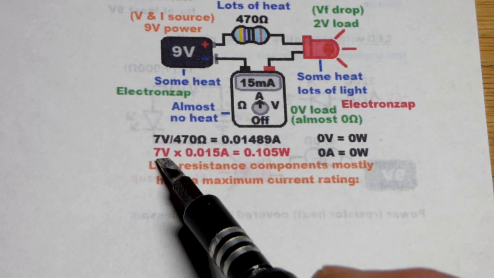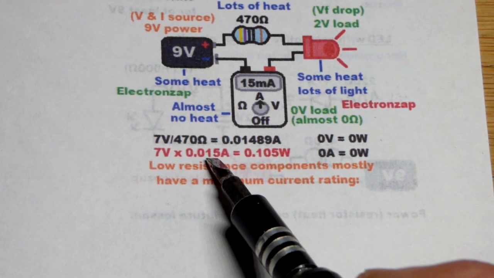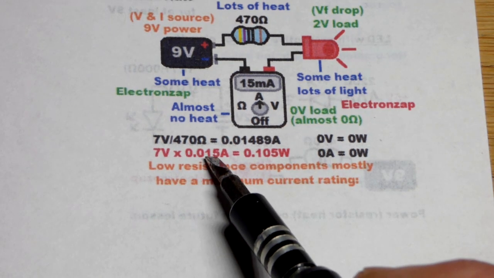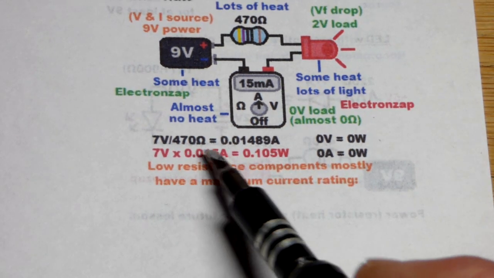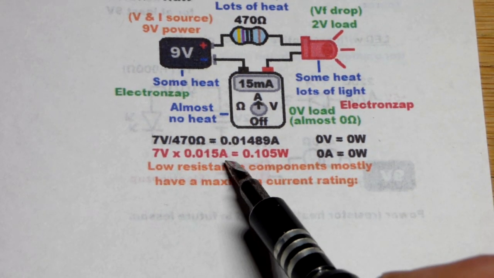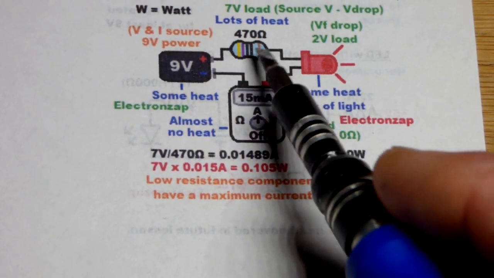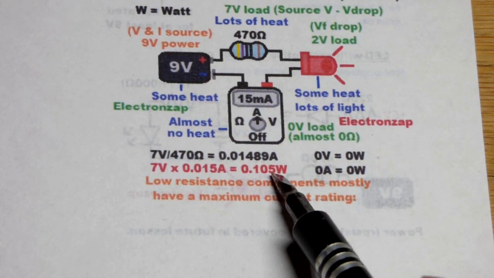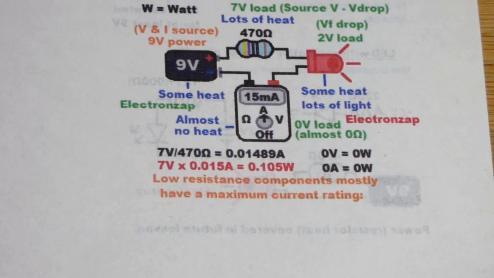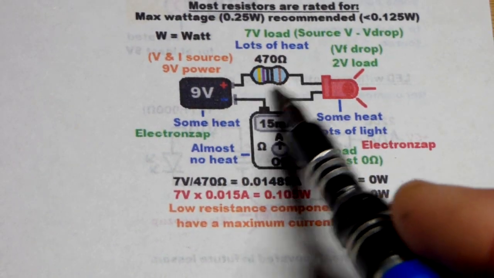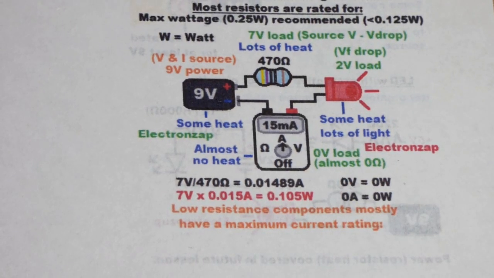So in any case, you do that math. We got 7 volts, about 15 milliamps of current, which is the same as 0.015 amps, but always do the math in amps. And so you got 0.105 watts in this particular circuit right there. The resistor is going to get quite warm. Don't grab the resistor while it's powering this.